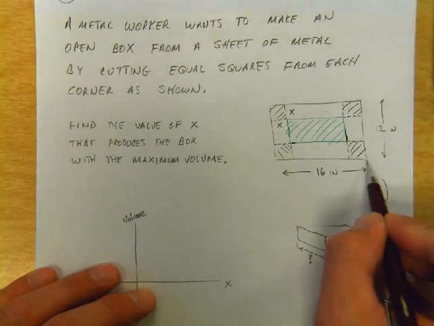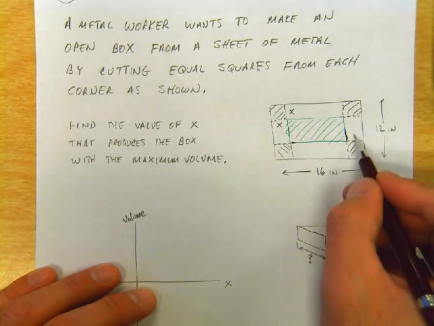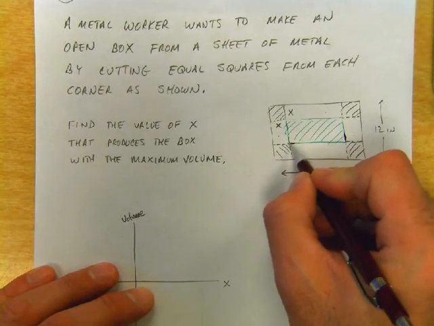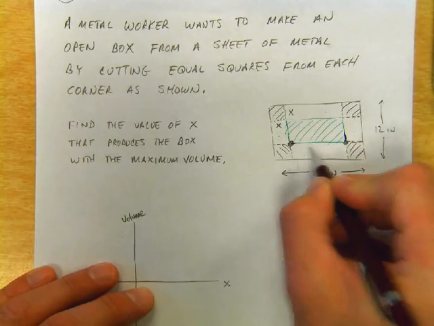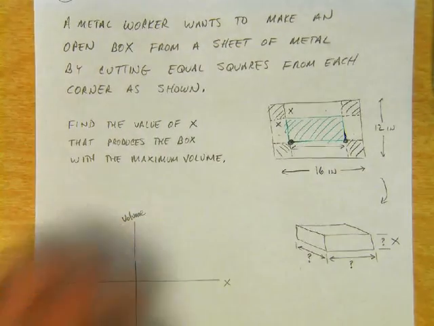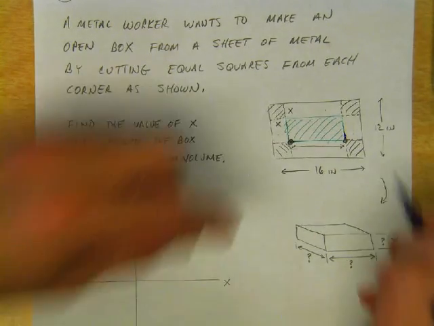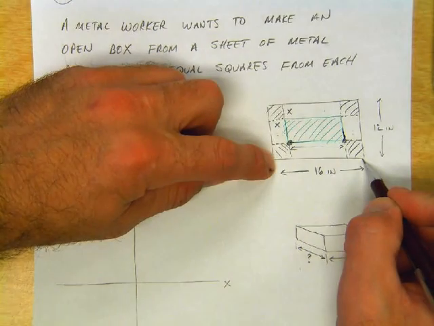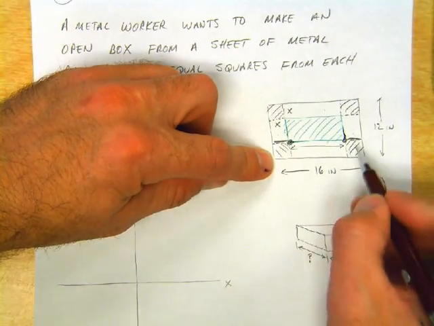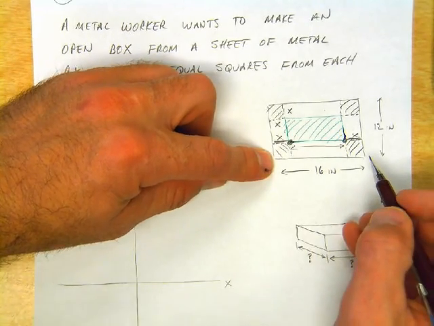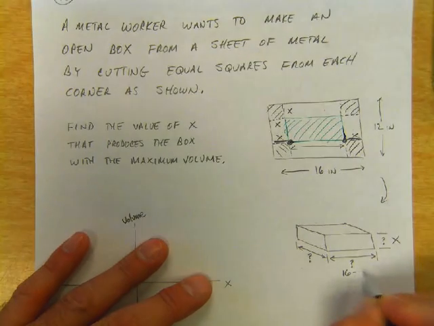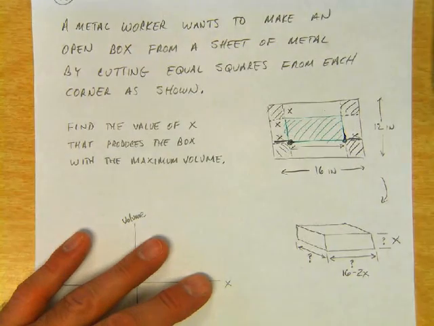This entire sheet is 16 inches, but when we fold up these flaps, we lose some distance. How could we figure out that length right there, which corresponds there? Well, the whole thing is 16, and then don't you subtract that distance and that distance? And if that's X and that X, how many X's is that? 2. So we could do 16 minus 2X.